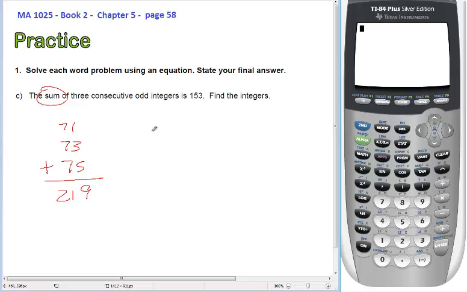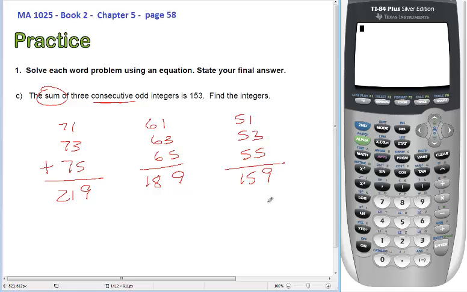Well, that's too high. I'll try 61, 63, 65, which is 189. Still too high. So it wouldn't take you long to come up with 51, 53, 55. 3 consecutive means in a row. Consecutive means in a row. That's 159. Oh, now we're close, but we need to come down 6 more.